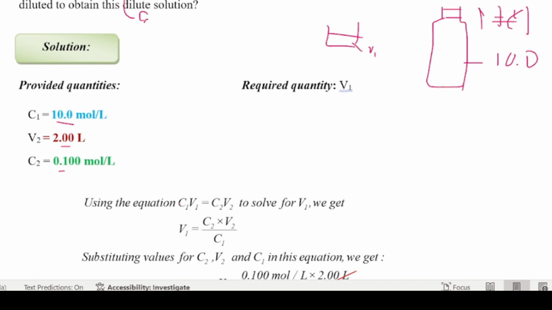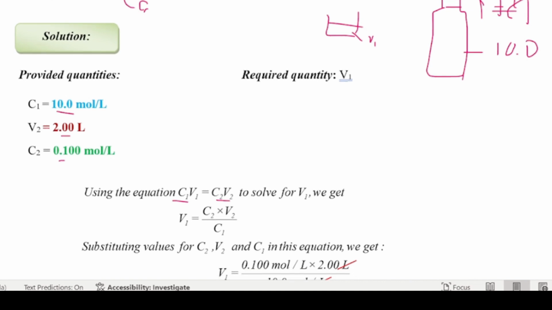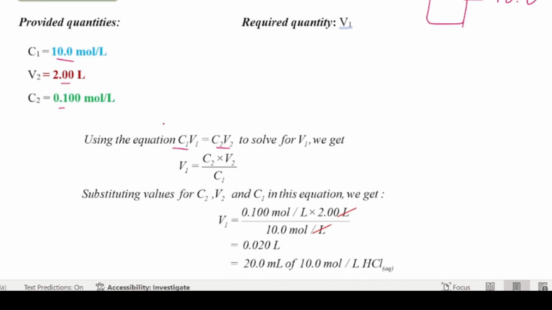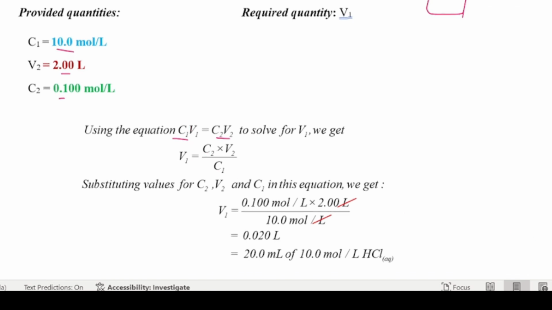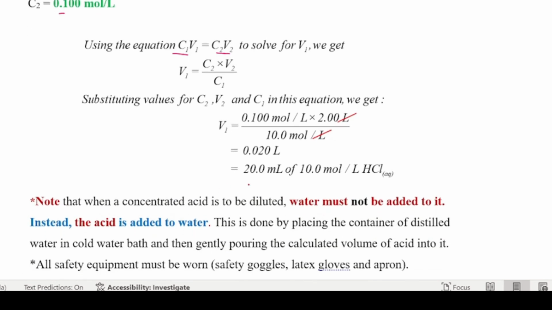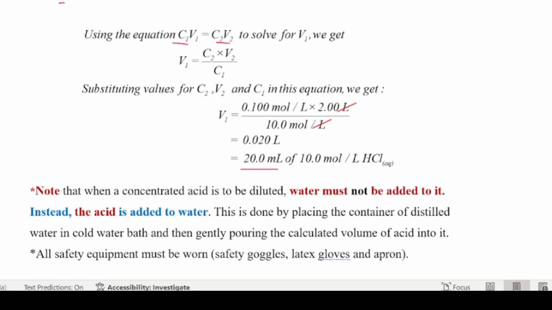Use this equation here now. C1 V1 equals C2 V2. And what are we looking for? We're looking for V1. So make V1 subject of the equation. Leave these two as they are, and you bring down your C1 there. And then you put in your values there. And that is the volume of your concentrated HCl that you're supposed to pour off. And then you use that to make your 2 liters of your solution.